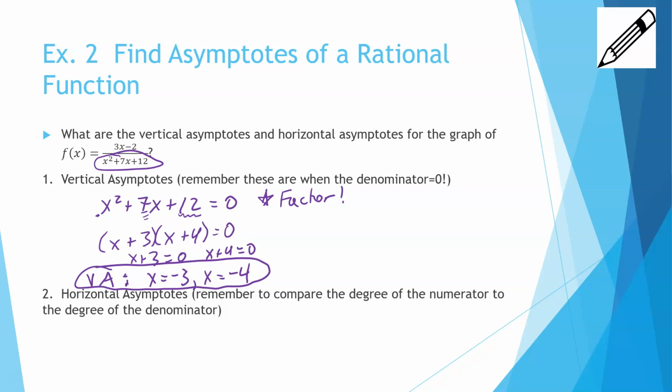Now, horizontal asymptotes. We just spent a long time talking about all the different scenarios. I'm going to compare the degree of the numerator to the degree of the denominator. In this case, the degree of my numerator is 1 because it's 3x to the first. The degree of the denominator is 2 because it's x squared. Since 1 is less than 2, the degree of the numerator is less than the degree of the denominator.